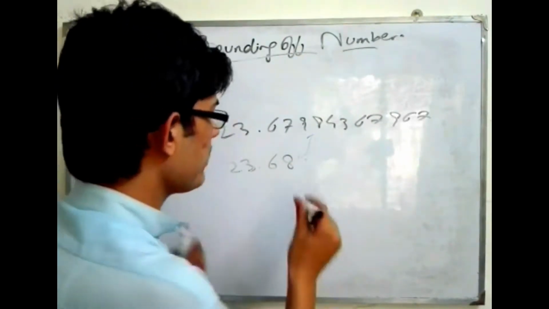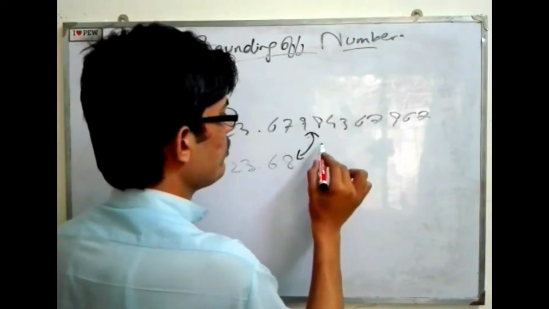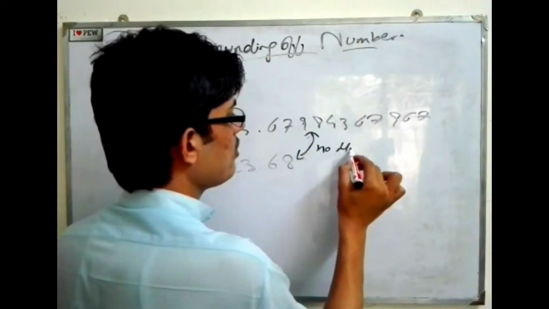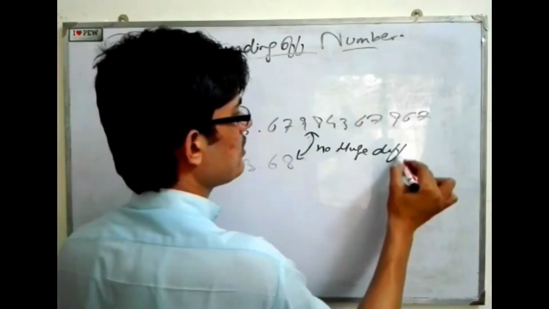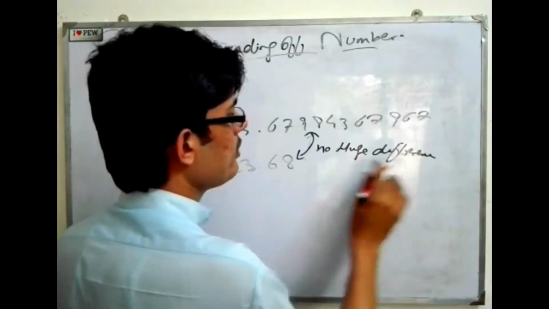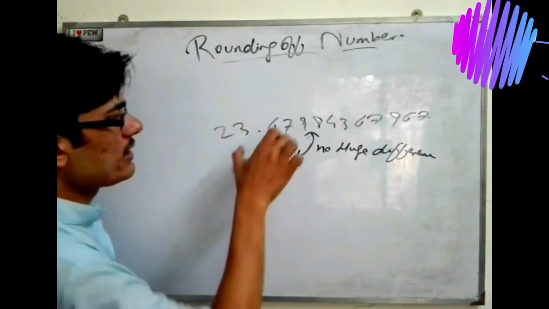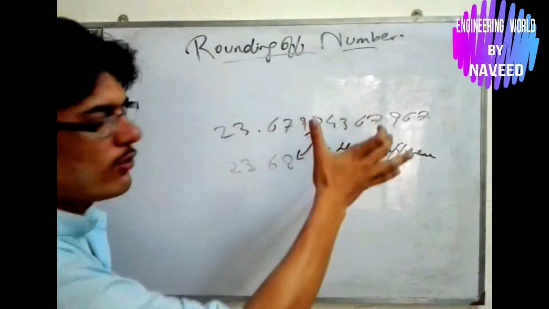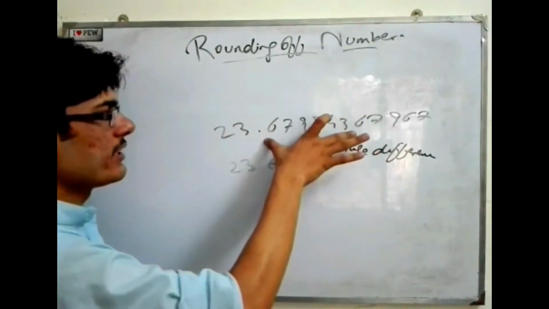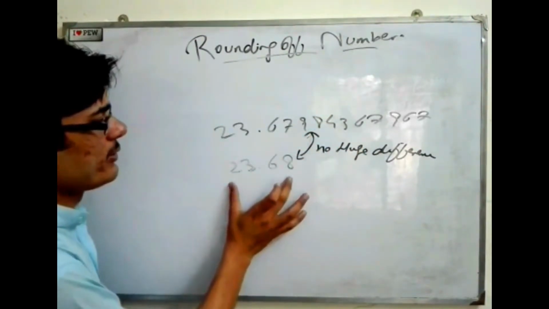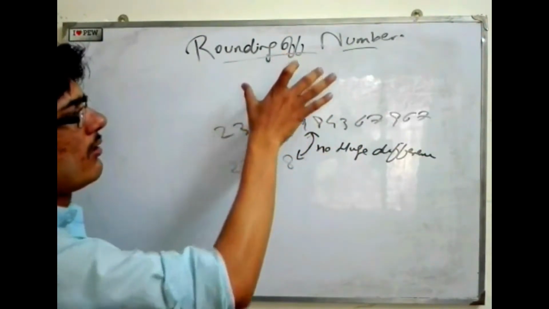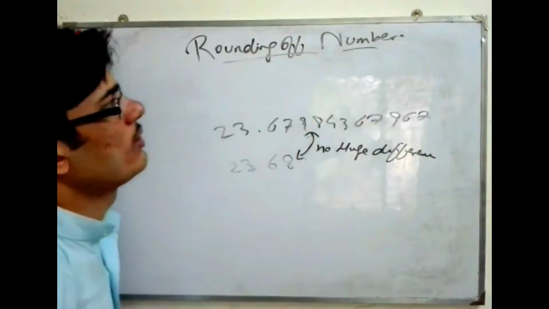So there will be only a very little difference between this number and this number. No huge difference is present between these two numbers. So how do we write this number instead of writing this huge number, or instead of wasting time writing this huge number? We will all see in this topic, rounding of numbers.